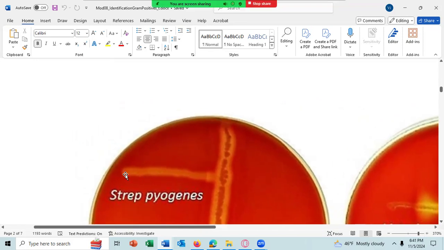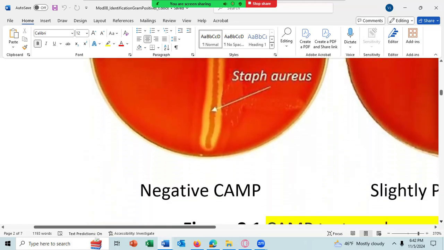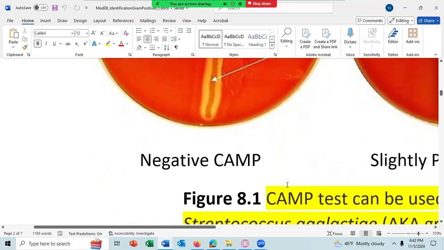So there, I have to blow it up really, really large there. You can see a single streak of Streptococcus pyogenes down the plate, perpendicular to the Staphylococcus aureus. And around the streak, we have beta hemolysis. Streptococcus pyogenes has no enhancement of the beta hemolysis near the Staphylococcus aureus growth. So this species, Streptococcus pyogenes, is negative in the CAMP test. Any question about any of that?